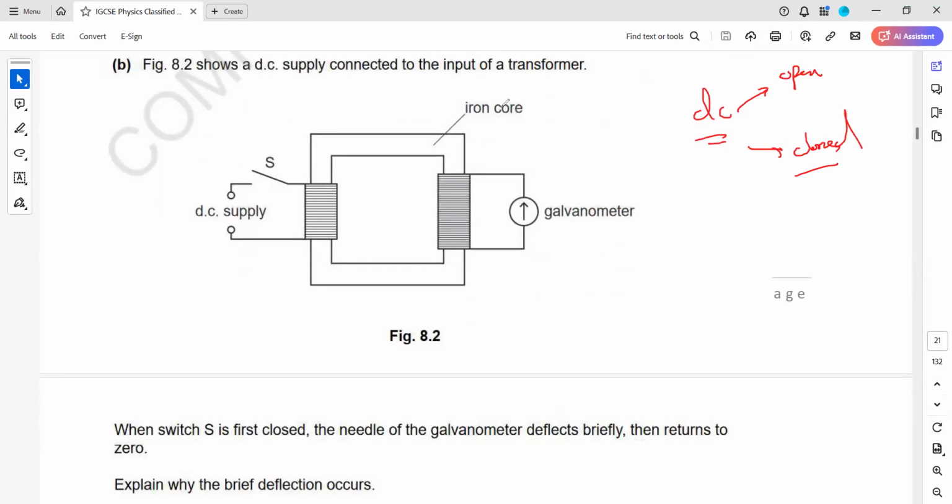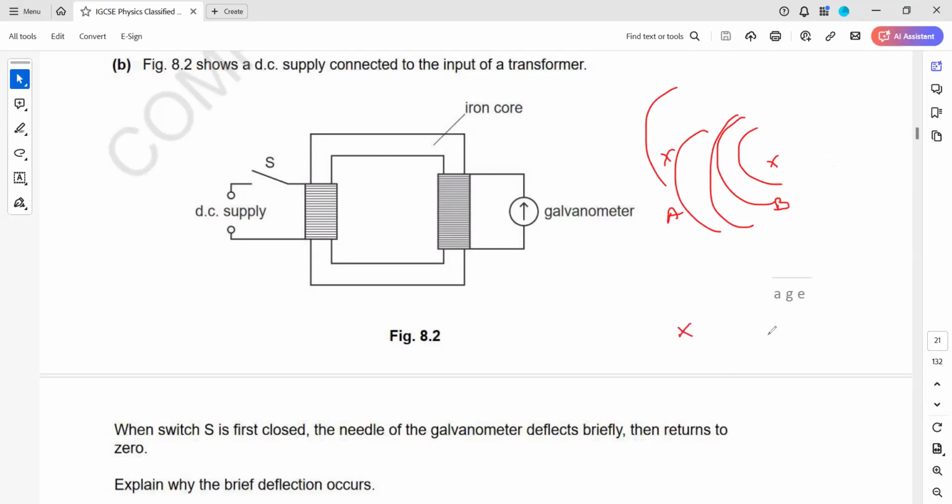How do we identify which flux it is? It's always the opposite. Whenever two wires are there, say A and B are the two wires, wire A is in the magnetic field of B, and wire B is in the magnetic field of A. So they always cut the opposite magnetic field.